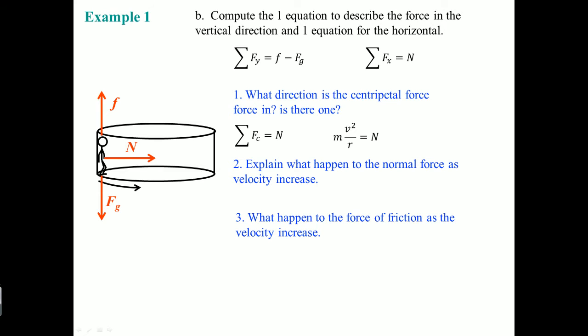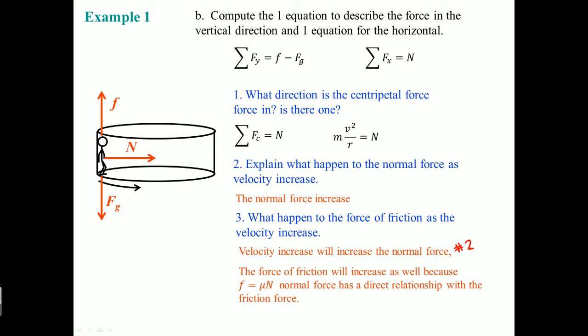Explain what happens to the normal force as velocity increases. So v goes up. If v goes up, the normal force will go up because they are directly proportional. v is on top of the fraction. What happens to the force of friction as the velocity increases though? Well, we know that if velocity increases, the normal force will increase. Okay, we saw this in the previous part of the question right here.